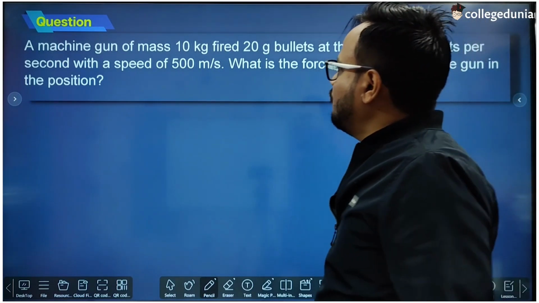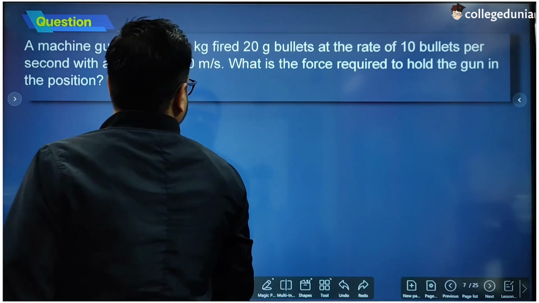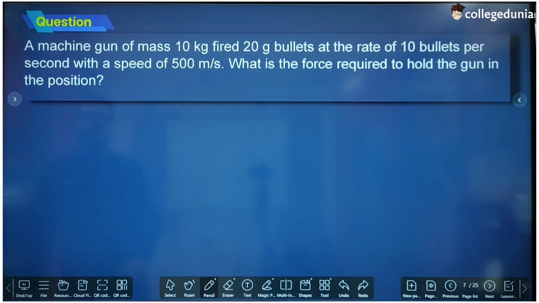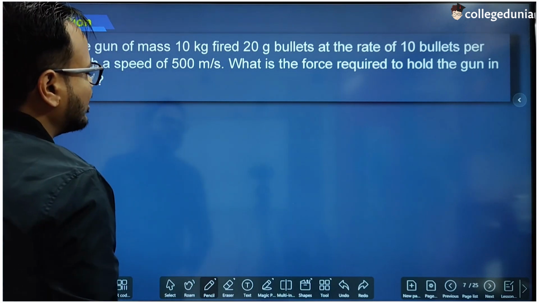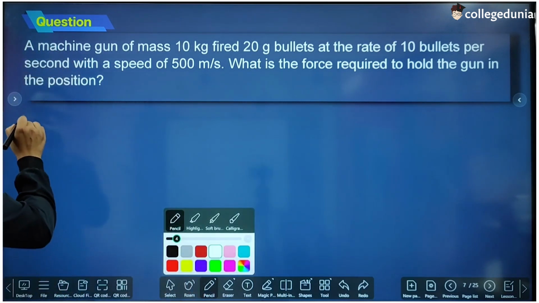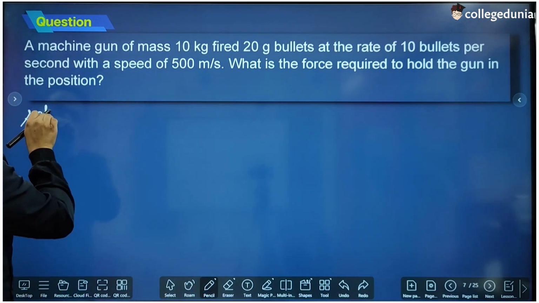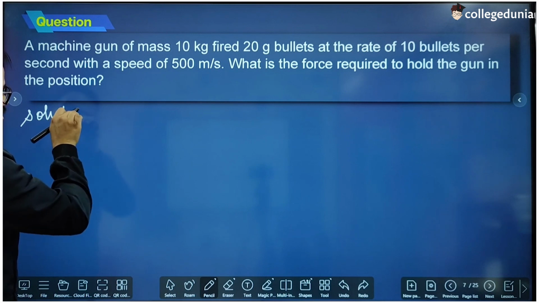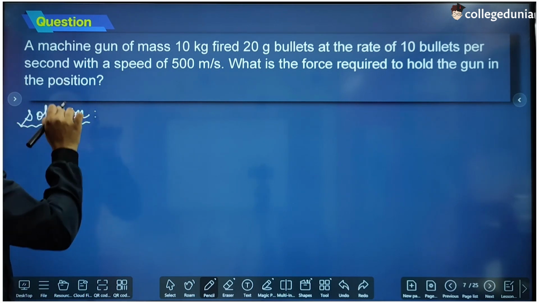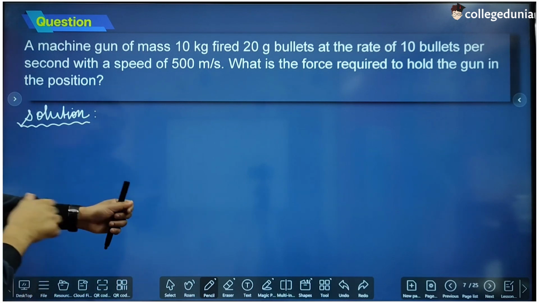A machine gun of mass 10 kg fires 20-gram bullets at the rate of 10 bullets per second with a speed of 500 meter per second. What is the force required to hold the gun in the position? Okay. What is the mass of the machine gun?